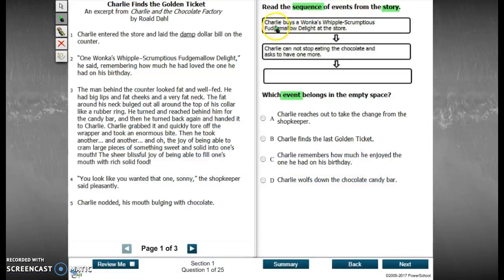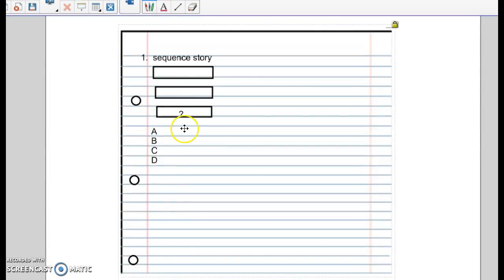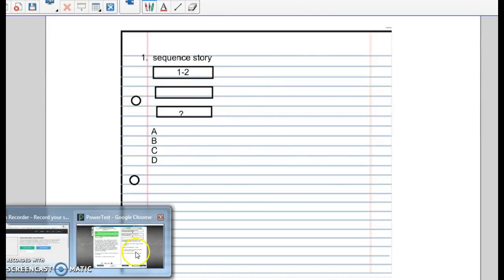So let's look at our first event. Charlie buys a Wonka Whipple Scrumptious Fudge Mallow Delight at the store. Let's find that in the story. So that looks to me, we're thinking this is probably the beginning. We're sequencing. Charlie entered the store and laid the damp dollar bill on the counter. He is buying the Wonka bar. So, paragraph 2. One Wonka Whipple Scrumptious Delight, he said. Okay, so that was paragraphs 1 and 2. I would put that in my first box. 1, 2. We know where that is. We've proven it. Let's look at our next event.